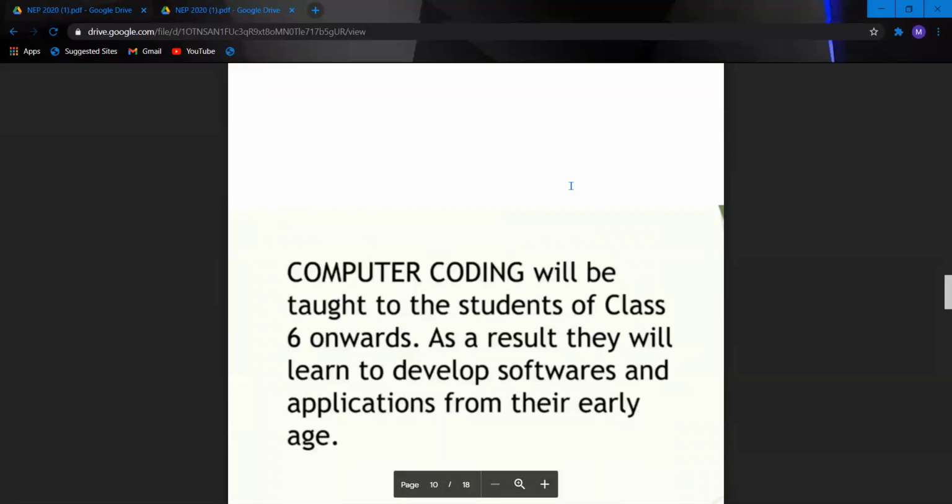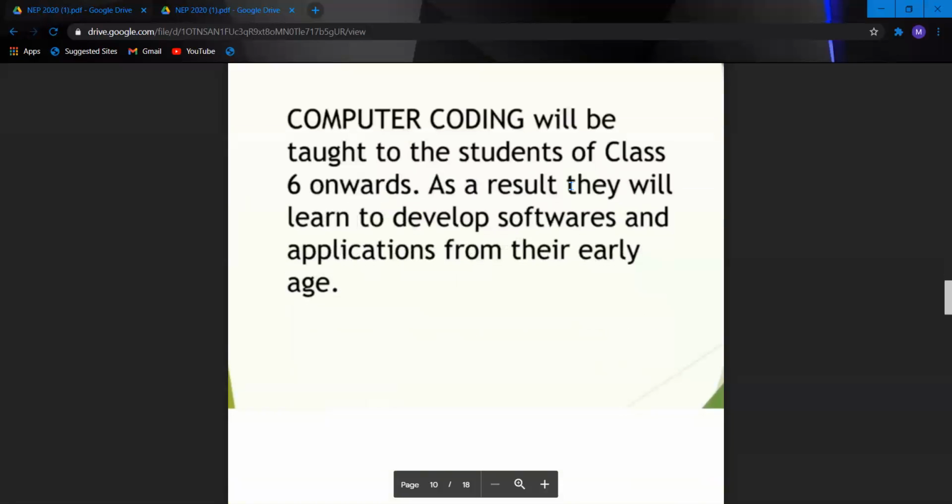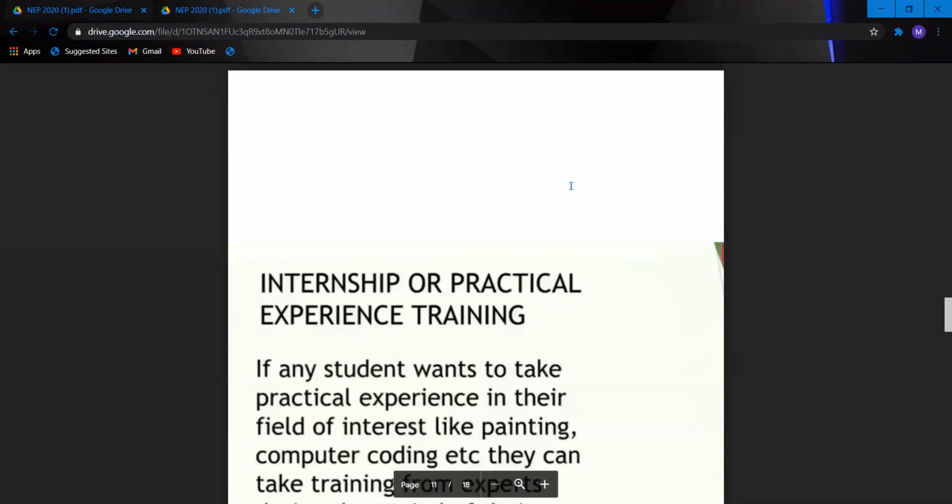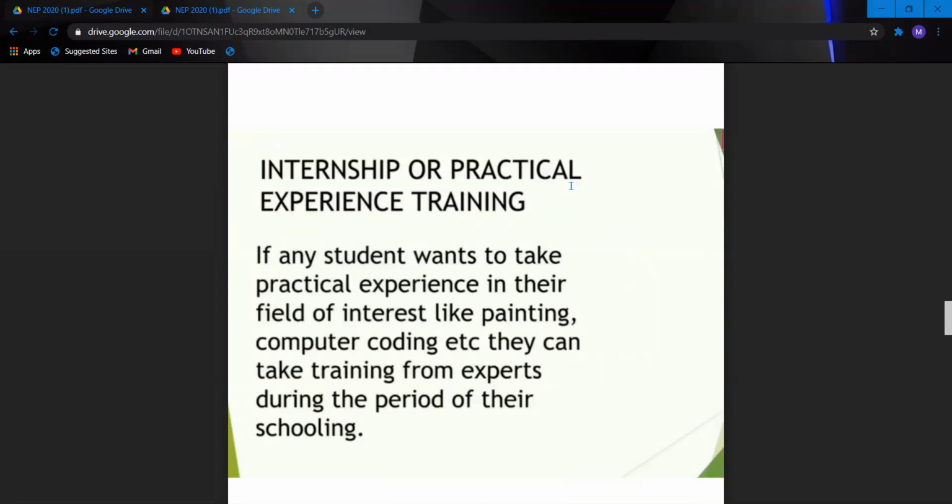During this period, computer coding will be taught to students of class 6 onwards. As a result, they will learn to develop software and applications from an early age. We all know that time is changing and technology is changing day by day, and this is how it will benefit the students. Then internship or practical experience training will be emphasized in this education system. If any student wants practical experience in their field of interest, like painting, computer coding, etc., they can take training from experts during the period of their schooling.